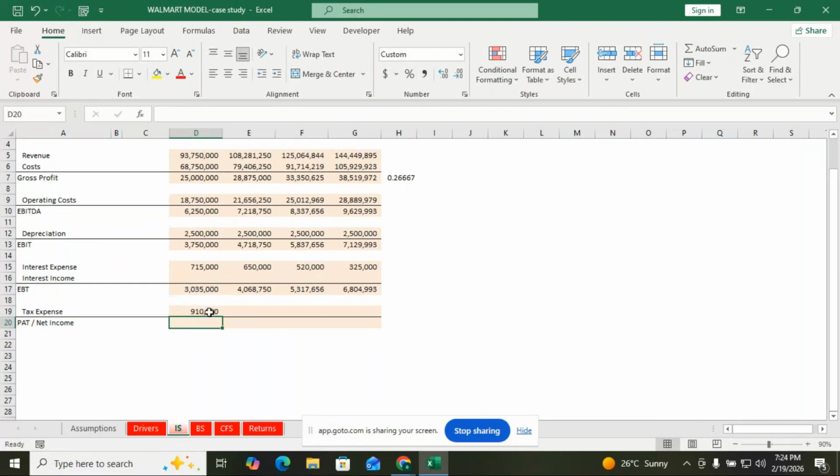And then calculate the tax for the rest of the years and finally arrive at your PAT, profit after tax, or the net income, equals to EBT minus tax. Completed the income statement. Kindly do the calculation and cross check your values.